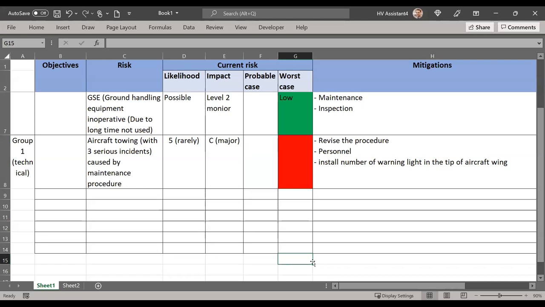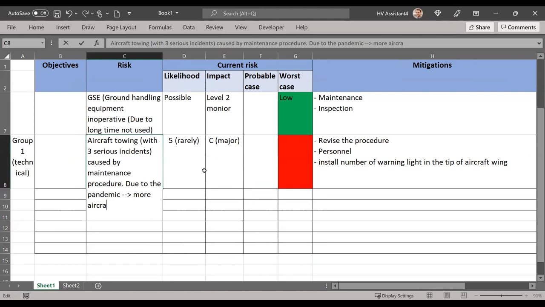In fact, one part is that because of the Vietnam airports, we have the narrow, small apron. But after or during the pandemic, a lot of aircraft are parked in the area. So it's more aircraft, it's more chance to have a collision than before. Before, maybe the aircraft only came into operation.